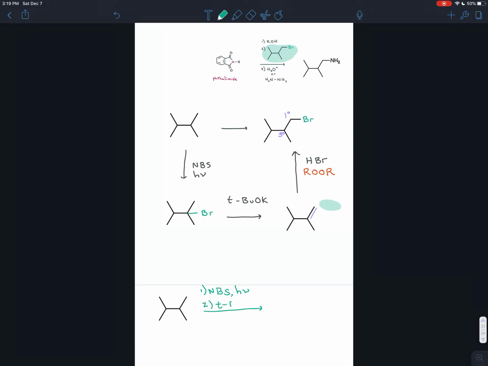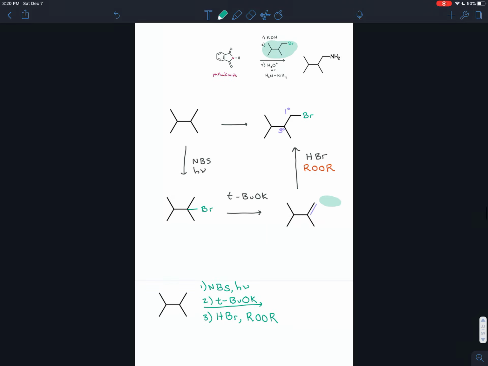Second, a bulky base like potassium tert-butoxide. That will do an elimination reaction toward the less crowded beta carbon, the Hoffman product. Then, we'll treat this with HBr in the presence of peroxides. That will add the hydrogen on the more substituted carbon and the bromine on the less substituted carbon, anti-Markovnikov addition.